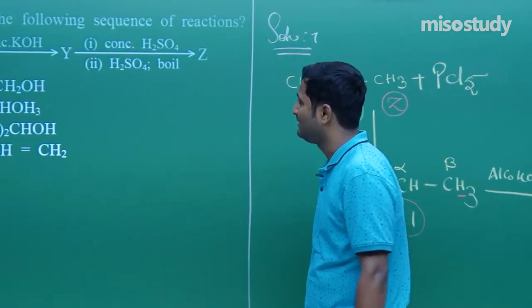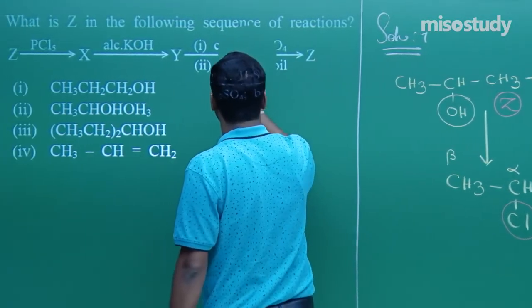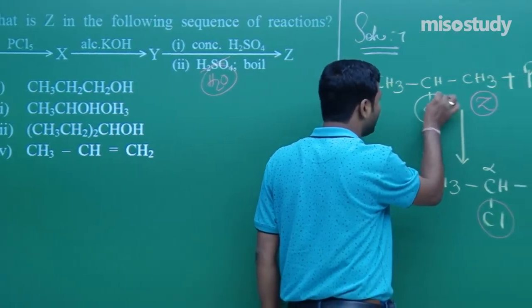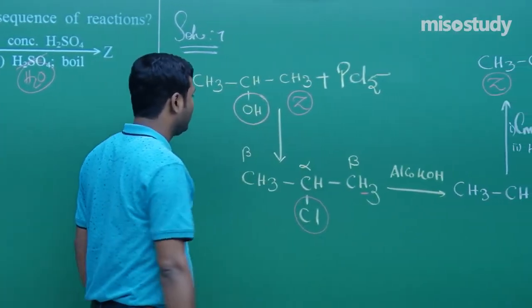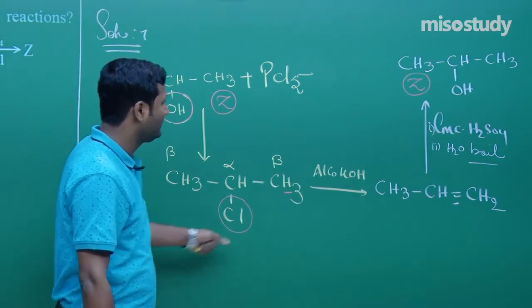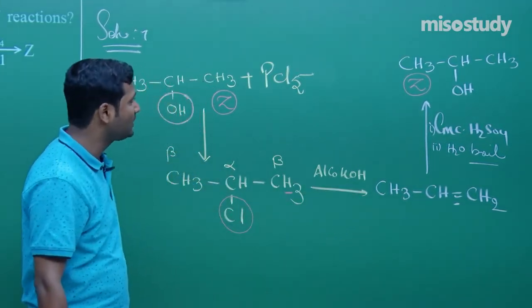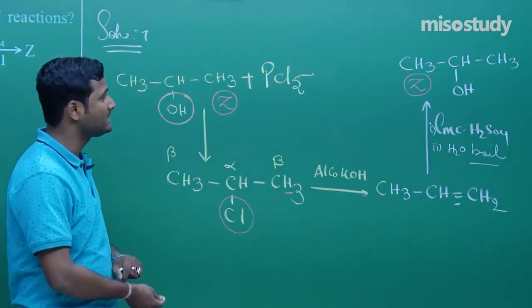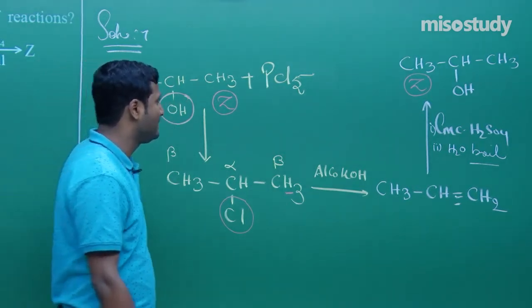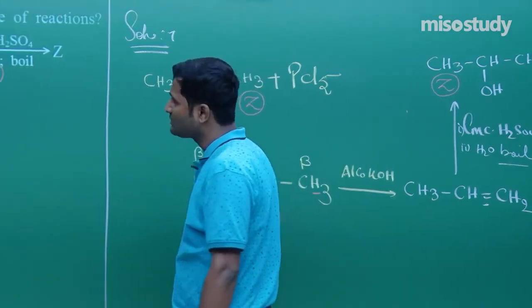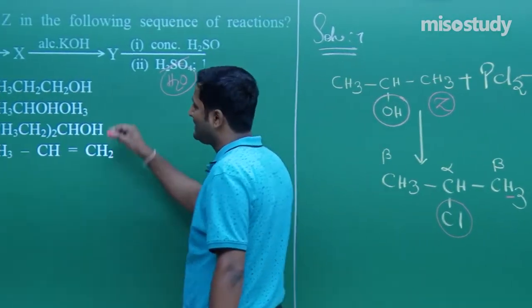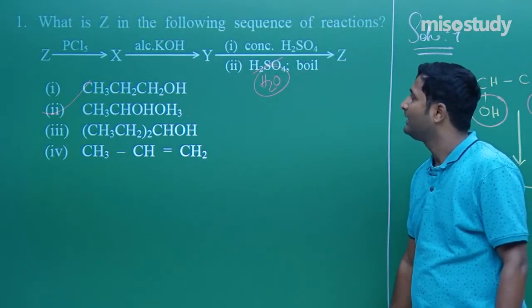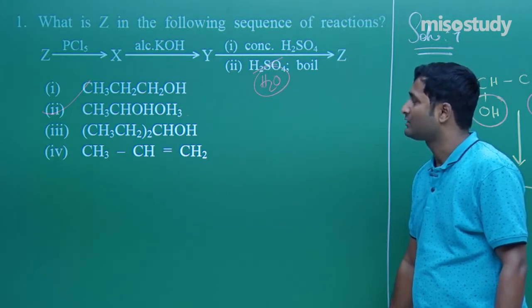This is the desired thing. Here better to write H2O boil, CH3 CHOH, then Z, that is CH3 CH double bond, again elimination takes place, then concentrated H2SO4 H2O boil, it gives you CH3 CHOH CH3. This one is Z. So for this question, we say that the second is the correct option. Clear what I'm telling? Second option is the correct option.